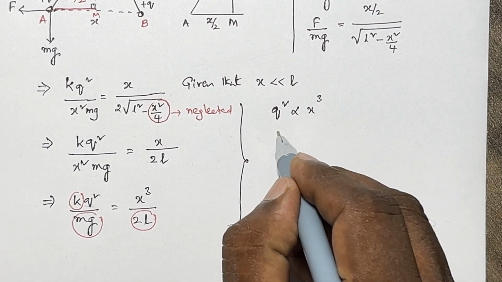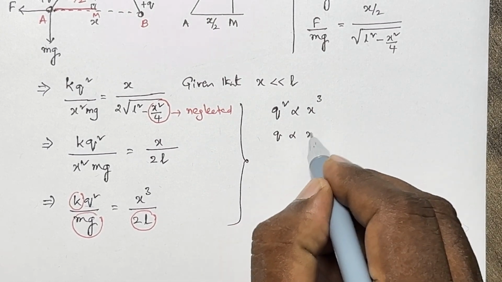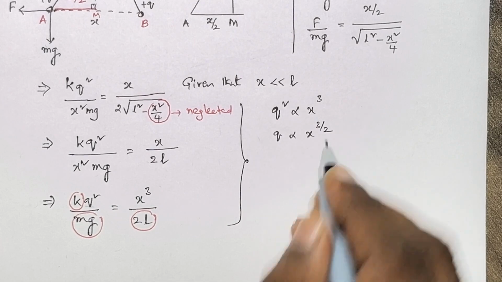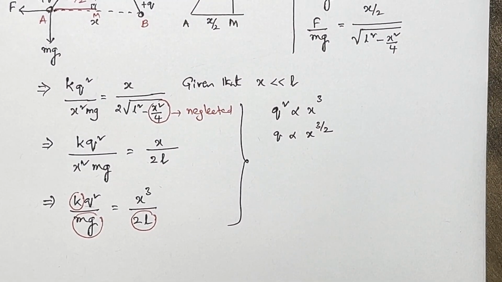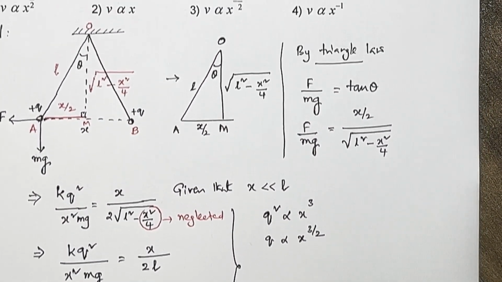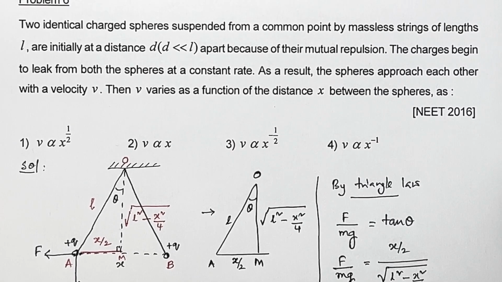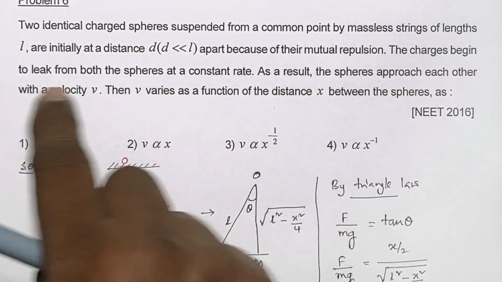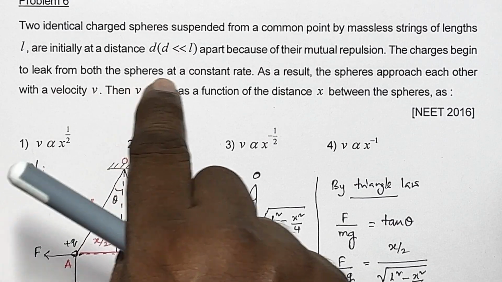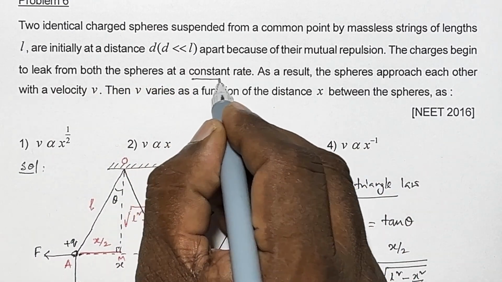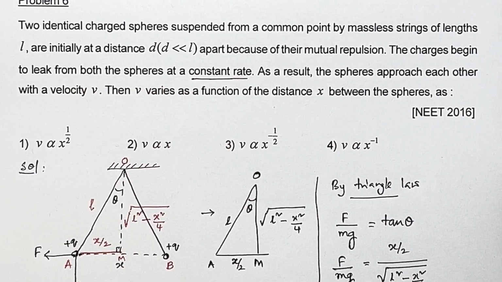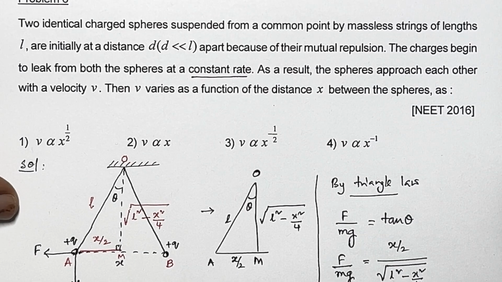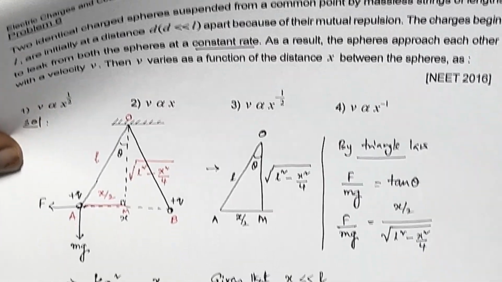Now q is proportional to x power 3 by 2. Let us revisit the problem so that you can easily understand. See what they are telling. The charges begin to leak from both the spheres at a constant rate. So dq by dt is a constant. That's what they have shown, the rate of leakage of the spheres.